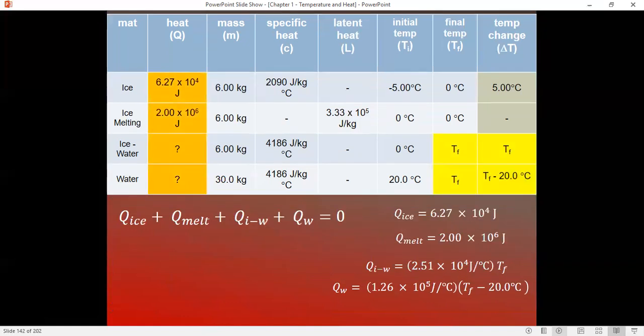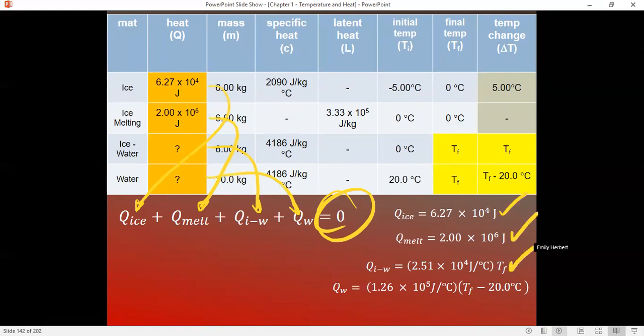Okay, so here are the 4 different equations. This one is here, this one is here, this one is here, and as I said, they're going to add up to be equal to 0. We already did this one, we already did this one. We showed where this equation came from. We showed where this equation came from.